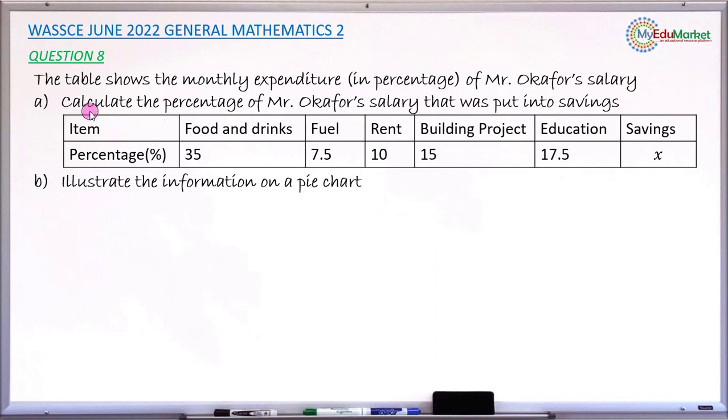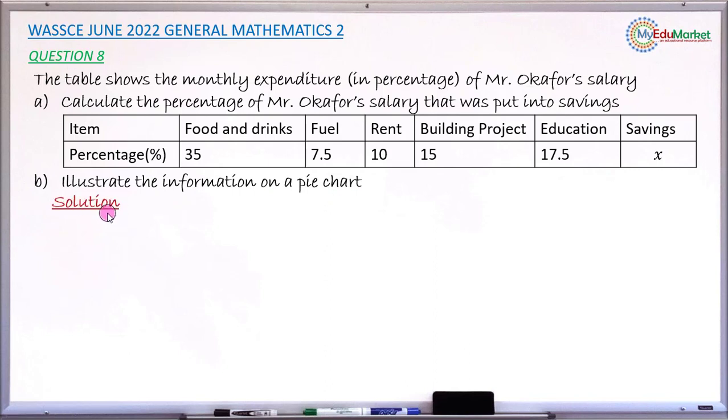So the two questions asked here: number A says calculate the percentage of Mr. Okapo's salary that was put into savings. This is savings. The percentage on savings is X%, so we have to determine this X. Question number B says illustrate the information on a pie chart. So let's attempt to answer these questions together.